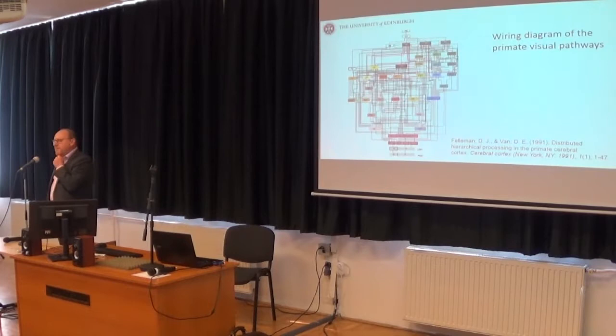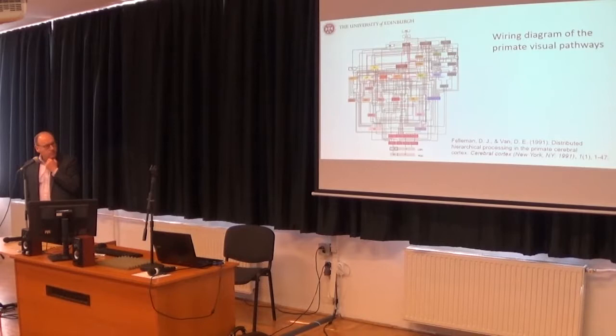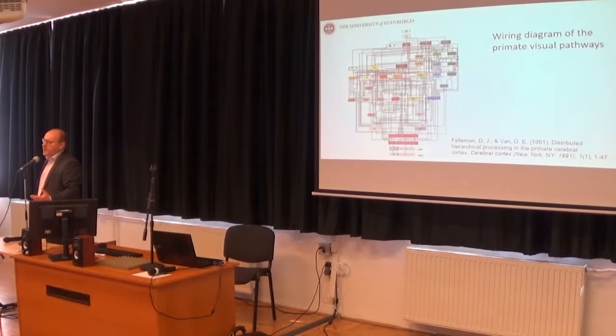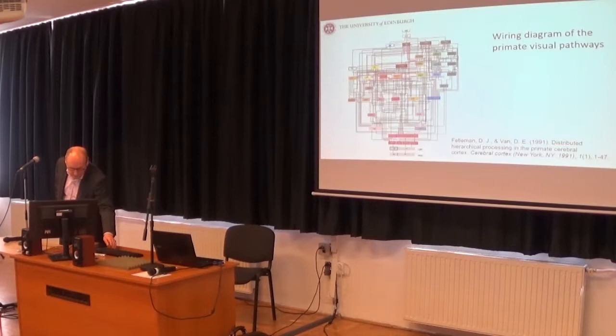Many people think about vision and vision impairment and CVI as a fairly new thing. But we've known about visual pathways and the complicated areas of how we see for a long time. On the screen now is a very complicated wiring diagram of the visual pathways of a monkey. This is from 1991, so we have known quite a lot about the visual pathways for quite a long time now.